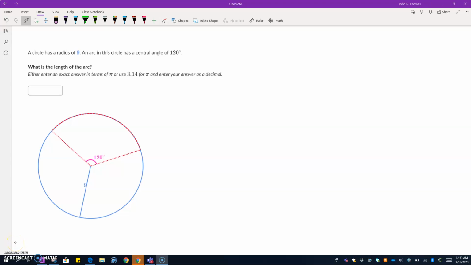Alright, here's the third most missed question. This says a circle has a radius of 9. An arc in this circle has a central angle of 120. What is the length of the arc?